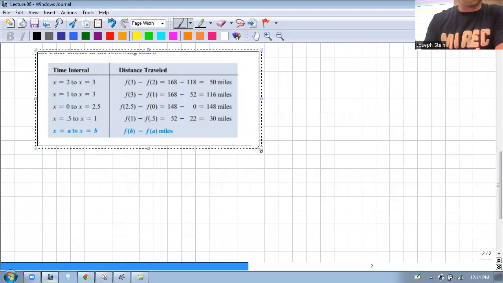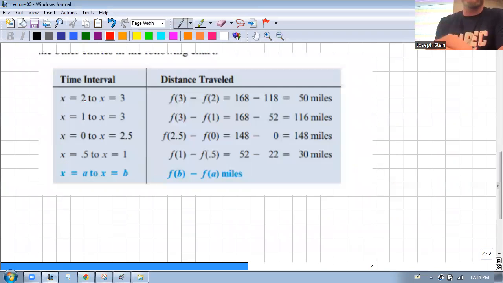So here's just a chart looking at different time intervals, the same function. From time 2 hours to 3 hours, so from the second hour to the third hour. Here's the distance at the third hour minus the distance at the second hour. The distance at the end of 3 hours was 168. The distance at the end of the second hour was 118. So from hour 2 to hour 3, we drove 50 miles. And that's 50 miles in 1 hour, from hour 2 to hour 3. So 50 miles in 1 hour is, on average, driving 50 miles an hour.